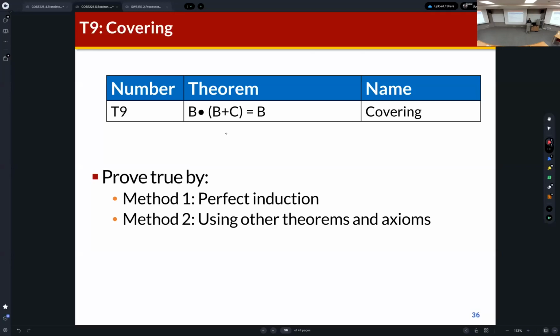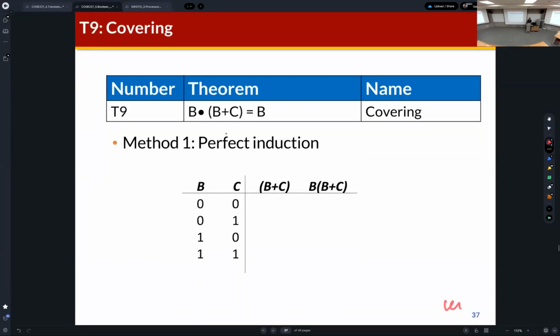The first method is the perfect induction, and the second method is we can use other theorems and axioms. Then how can we apply the perfect induction? It's very easy because in this equation there are two terms, B and C, and then we can define B plus C, and then B and B plus C. It's kind of a dumb method, but it is possible.